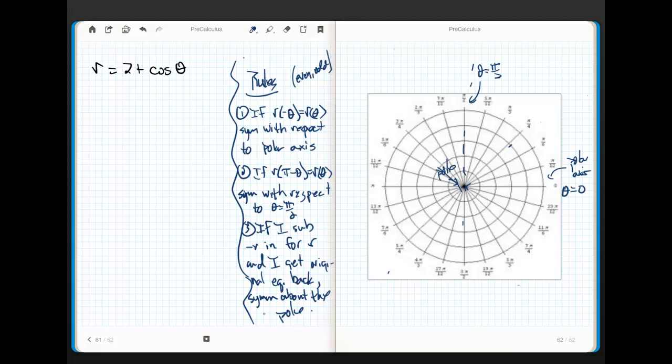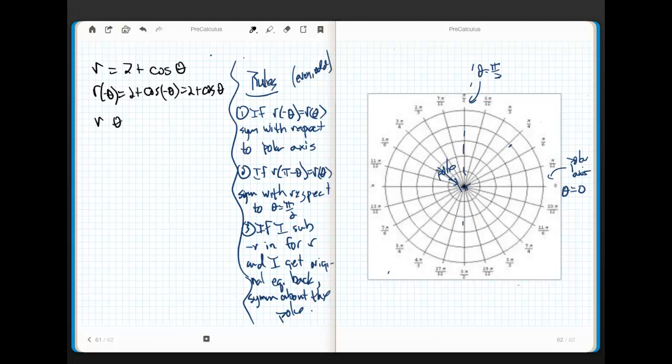So why do we want to know about symmetry? Well, we want to know about symmetry because it makes our lives easier. So the first thing that I'm going to do is look at this thing and say, okay, let's see what r of negative theta is. Let's see if we can make our lives easier. Well, this is going to be 2 plus cos of negative theta. I know that cosine is even, so this is just 2 plus cos theta. So I know that this is going to be symmetric about the polar axis, right? I know that it's going to be symmetric about what we think of as the x-axis. So that's kind of nice because that means I don't have to work as hard.